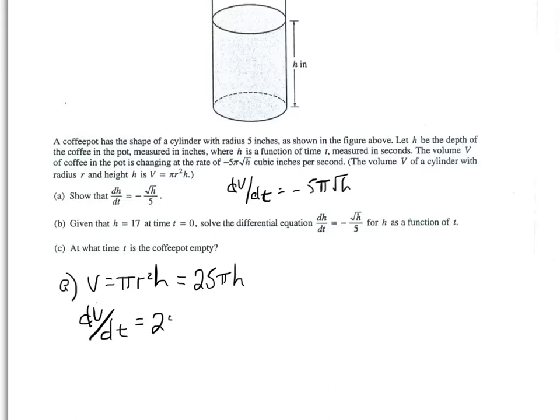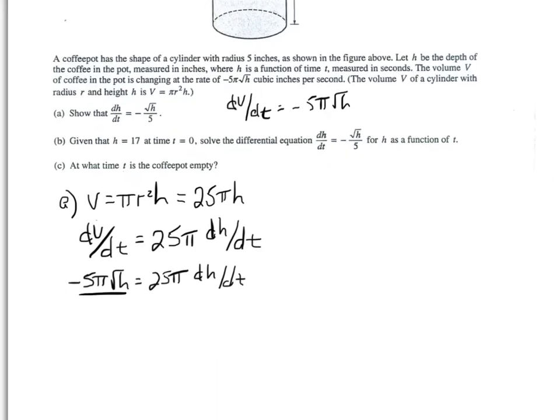That's going to be 25 pi dh/dt. dV/dt they give us. Okay, let's divide both sides by 25 pi. This is gone. That's gone, and look, we've got a negative 5 over 25, which is negative 1/5. So here we have negative radical h over 5 equals dh/dt. Okay, that wasn't so bad.